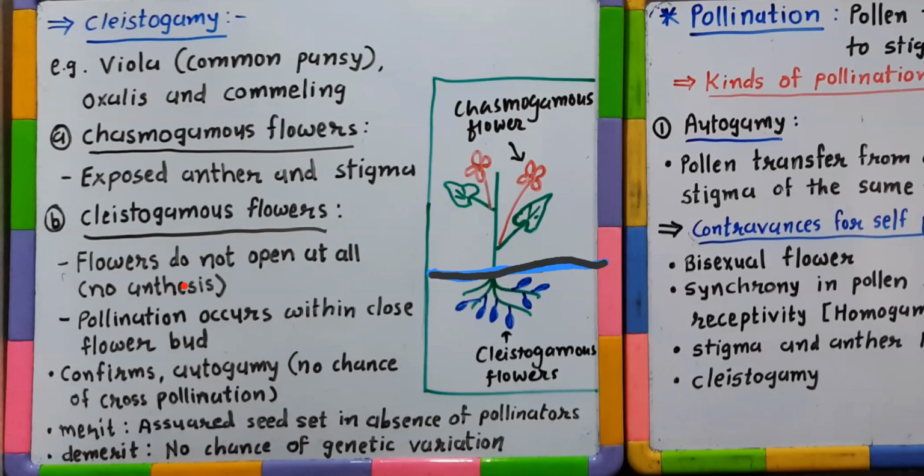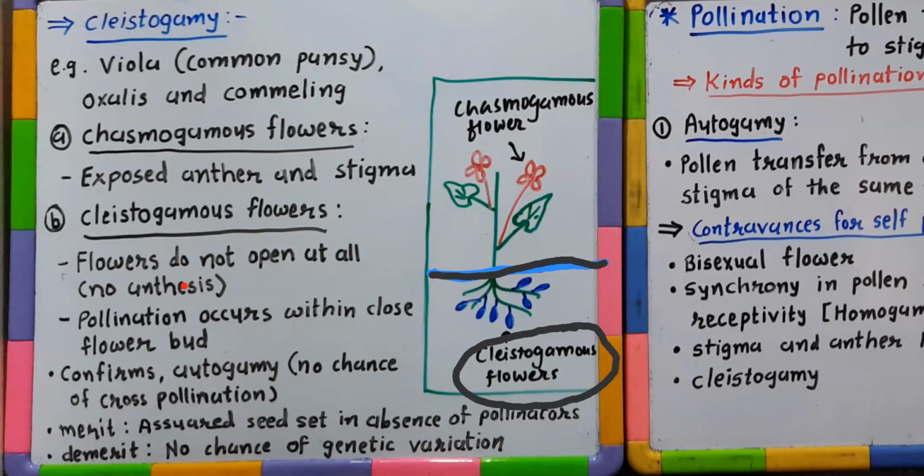Underground stem, it possesses specialized flowers. These underground flowers are known as cleistogamous flowers. Can you imagine a flower being born underground, underneath the soil? So these are not aerial, these are supposed to be underground.